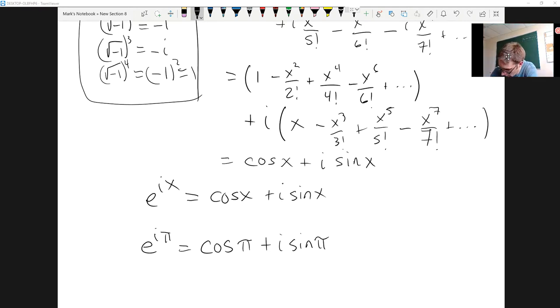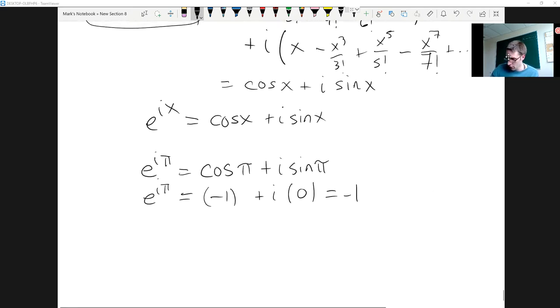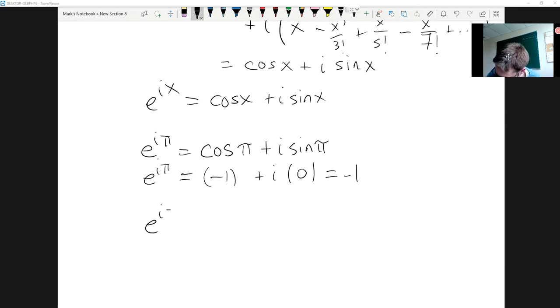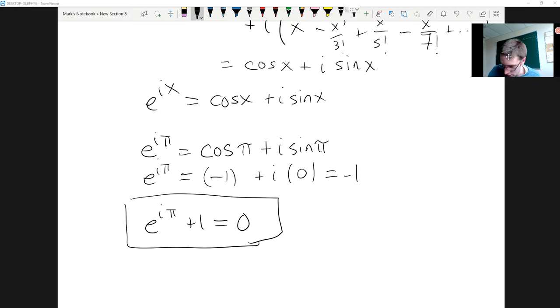well, cosine of pi is equal to negative 1, plus i times the sine of pi, which is 0. And so there we go. e to the i pi is equal to negative 1. Or sometimes you'll see it written this way: e to the i pi plus 1 equals 0. And that equation is interesting because it includes what are arguably the 5 most important numbers in all of mathematics: 0, 1, i, pi, and e. It ties them all together into one neat equation.